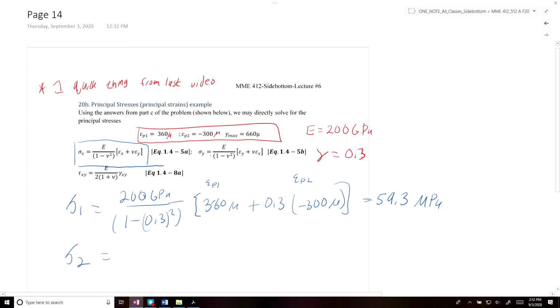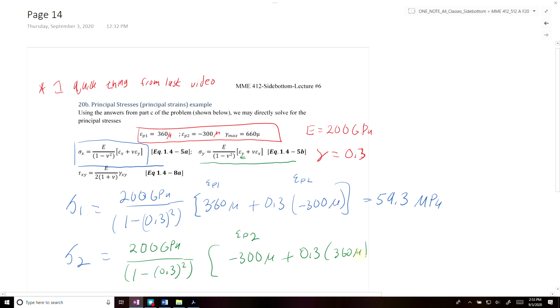We can repeat the process for the second principal stress. We can use our sigma y equation here. It's equal to the Young's modulus, 200 gigapascals, divided by 1 minus the Poisson's ratio squared, times epsilon y. We're going to use EP2, which is minus 300 microns, plus the Poisson's ratio of 0.3 times epsilon x, which was equal to 360 microns. If we plug all that in, we get minus 42.2 megapascals.